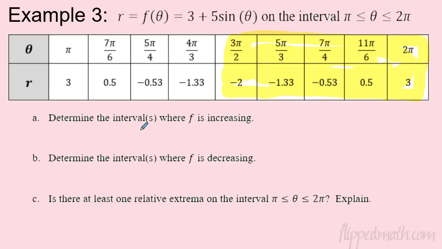So we're going to say it's increasing from what? From 3 pi over 2 to what? We're talking about the x values, or the theta values, all the way out to 2 pi. It's going uphill. Awesome.